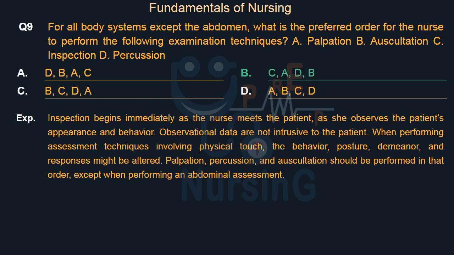Inspection begins immediately as the nurse meets the patient, as she observes the patient's appearance and behavior. Observational data are not intrusive to the patient. When performing assessment techniques involving physical touch, the behavior, posture, demeanor, and responses might be altered. Palpation, percussion, and auscultation should be performed in that order, except when performing an abdominal assessment.